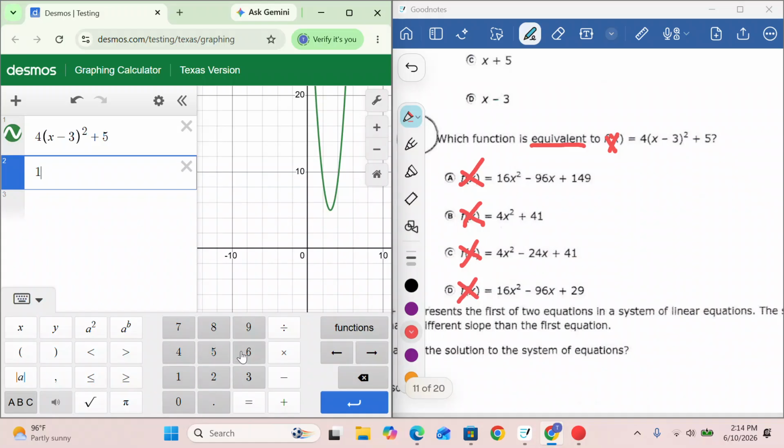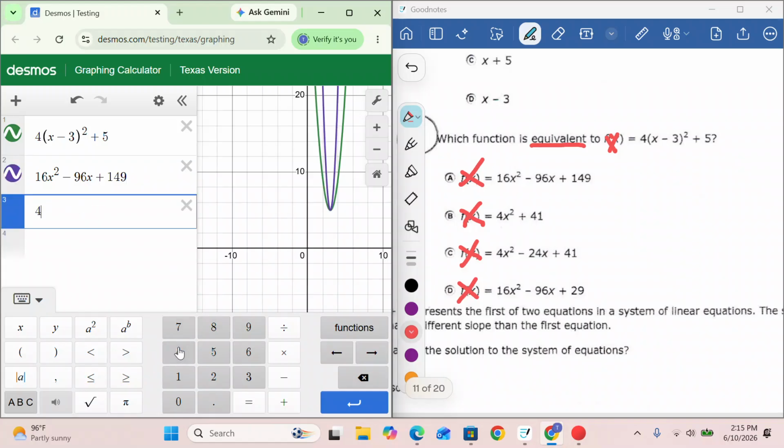And everything else, I'm just going to submit it. 16x squared. And it doesn't matter whether it's M, G, A, B, C, D. You can always put the letter x because Desmos loves his x's all the time. So it's 16x squared minus 96x plus 40. Okay, so that one's good. 4x squared plus 41, and the graph can go crazy if it wants to.